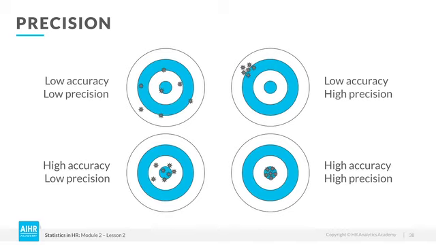Now the bottom left has a lot more variability, but at least it's closer to the target and thus has a high accuracy. The bottom right is what you really want. Both high accuracy and high precision. You measure exactly what you want to measure every time. This picture illustrates how accuracy and precision are intertwined.